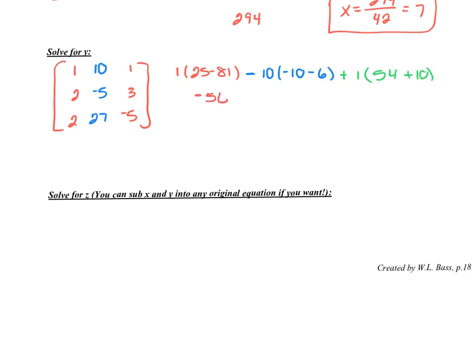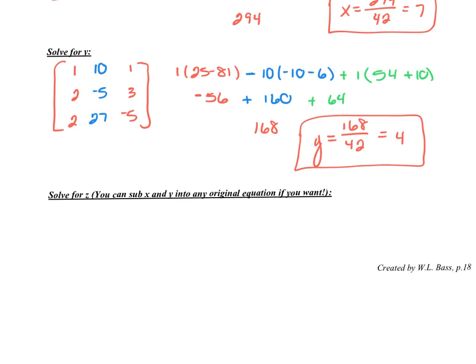So I have a negative 56 plus a 160. I'm skipping some steps now because I want you to see that we don't have to write out quite so much. Plus my 64. When I clean all that up, the determinant of what I would call the Y matrix is 168. So my answer for Y is going to be 168 over the determinant of the coefficient matrix. So Y turns out to be 4.